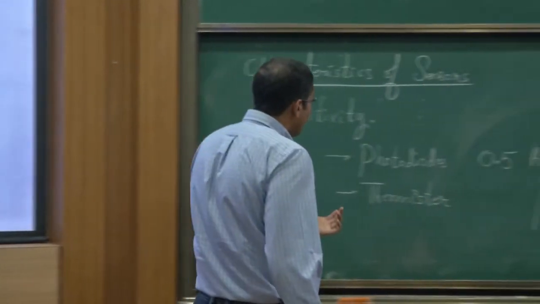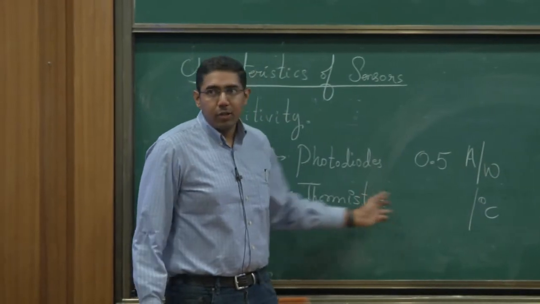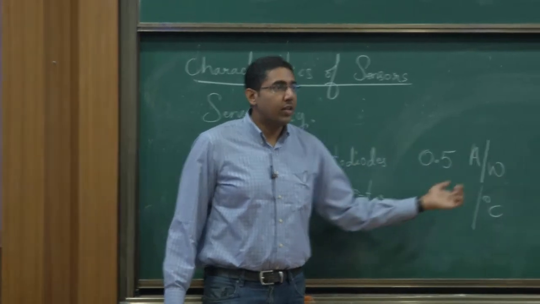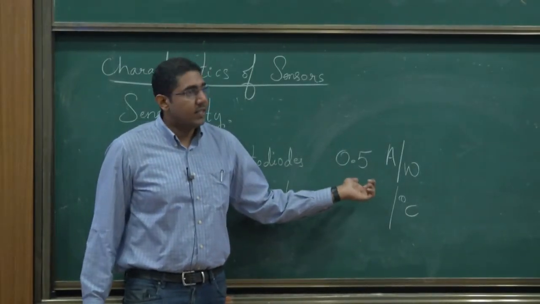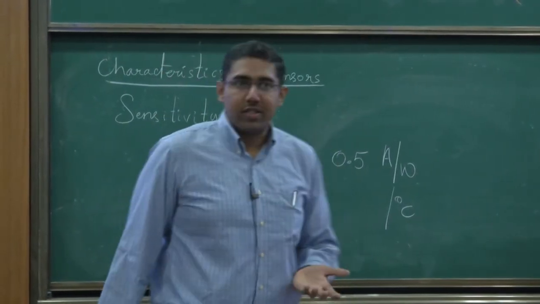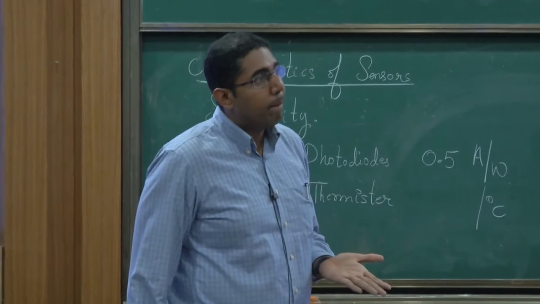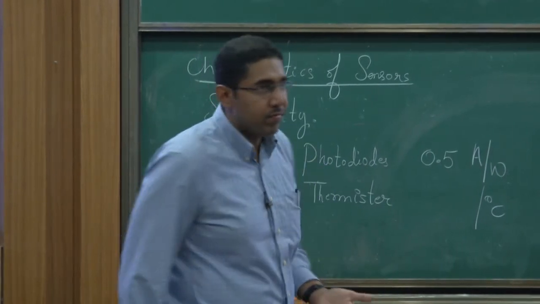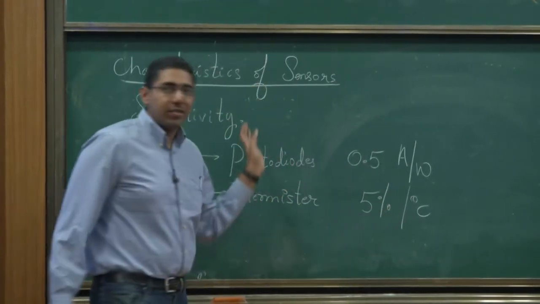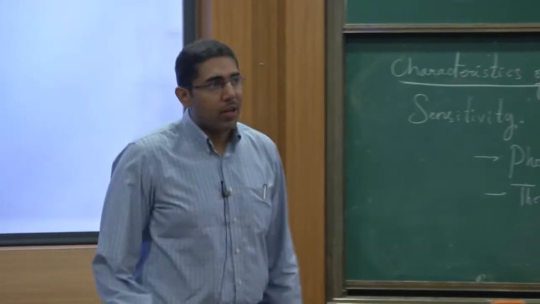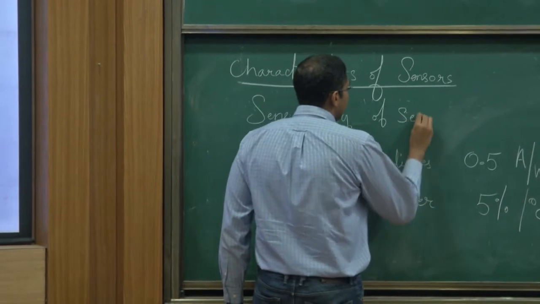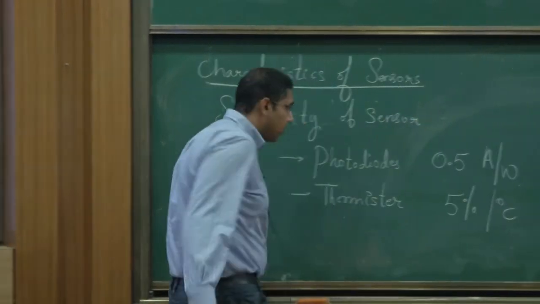Ohms per degree centigrade or percentage, right? It could be, let's say, nominal value is 1 kilo ohm. 1 degree change in temperature could lead to, let's say, 5% change in its resistance. Okay, 1 kilo ohm becomes how much with 5%? 1.05, right? So something like 5% depends on the sensor. These are just nominal values, okay?